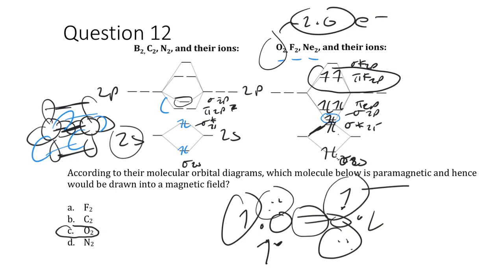So we have spin unpaired electrons in O2. F2 would spin pair two more electrons, so that would be spin paired. C2 would have this diagram here with all electrons spin paired, and N2, two more electrons, all those electrons spin paired. Spin paired is diamagnetic, spin unpaired is paramagnetic.